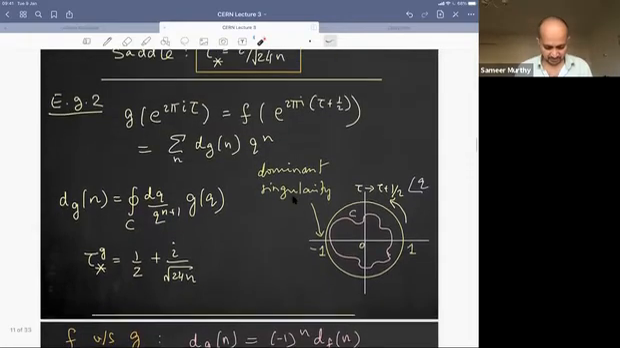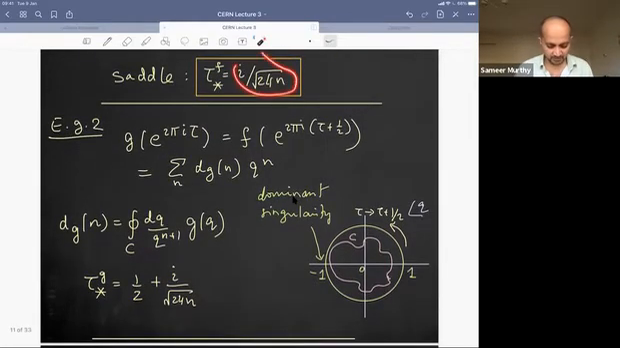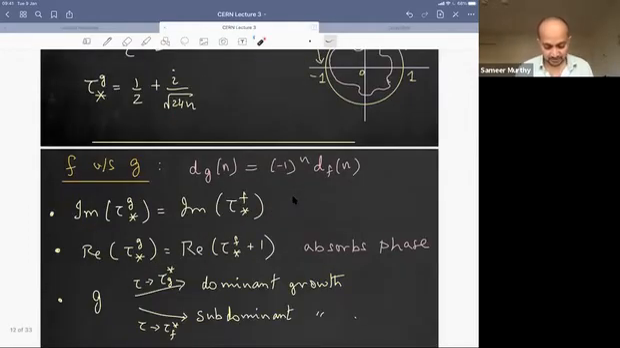Now let's look at the saddle points. The imaginary parts of the saddle points are the same. The real parts of the saddle points are shifted exactly so as to absorb this oscillation of phase. Okay, and for G, the dominant growth is near the tau star of G. And if you look near the old saddle point, you'll make a mistake. You'll find a subdominant growth.